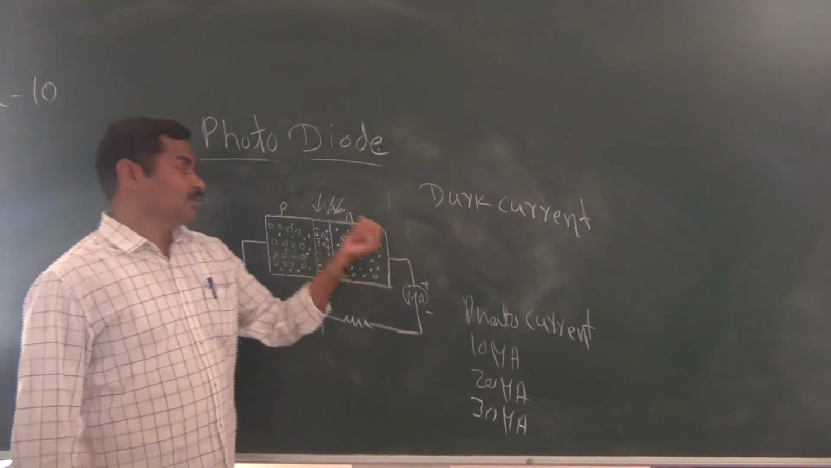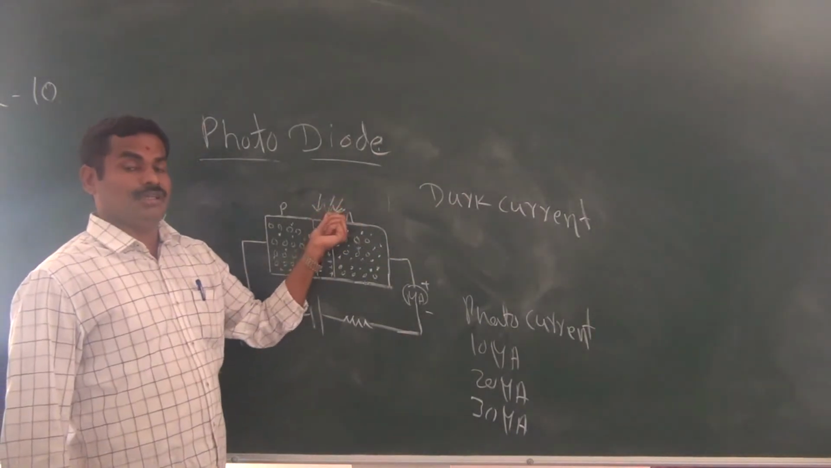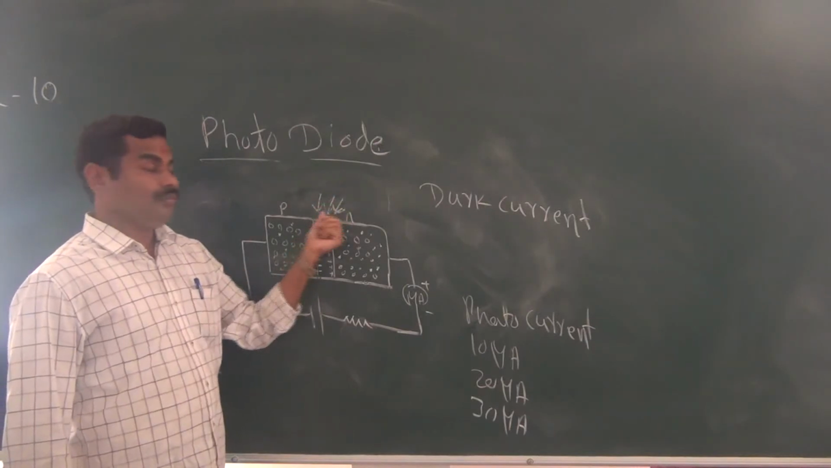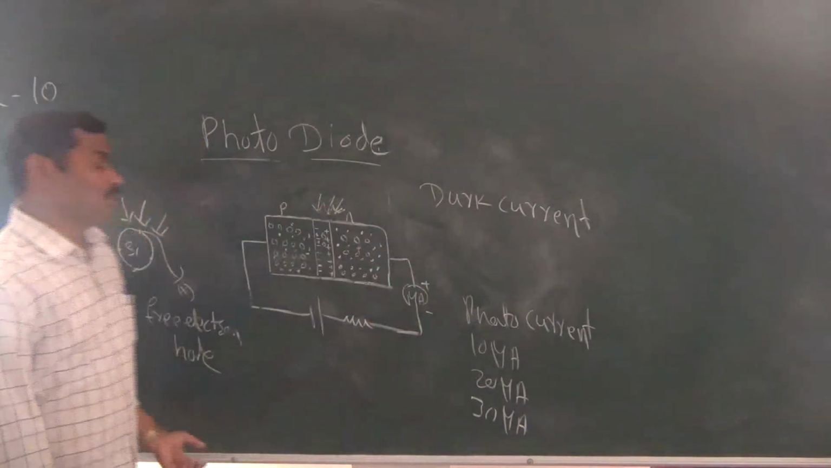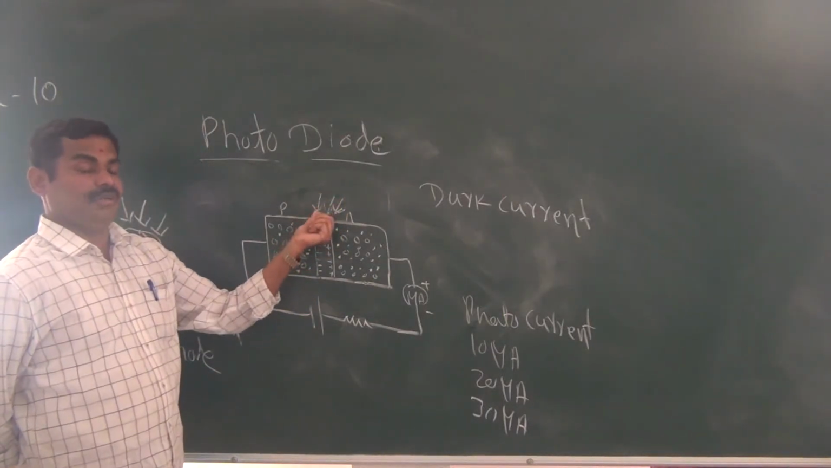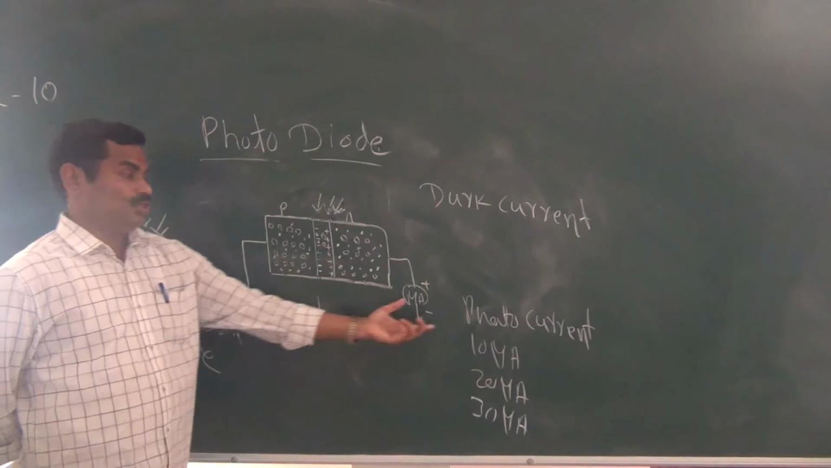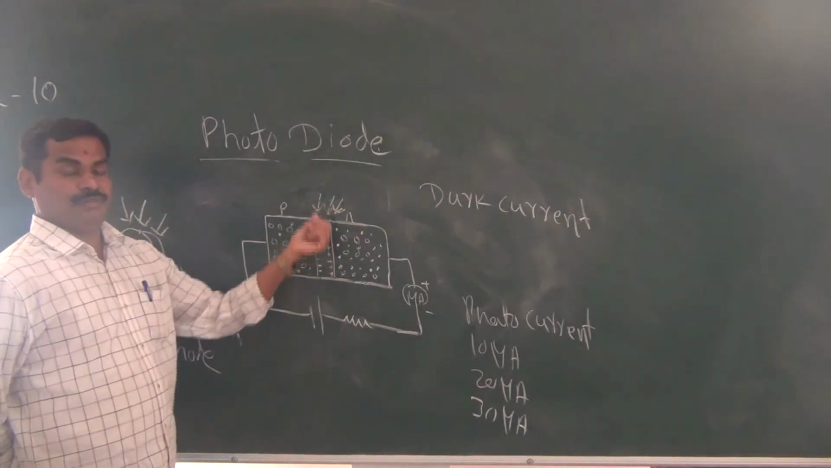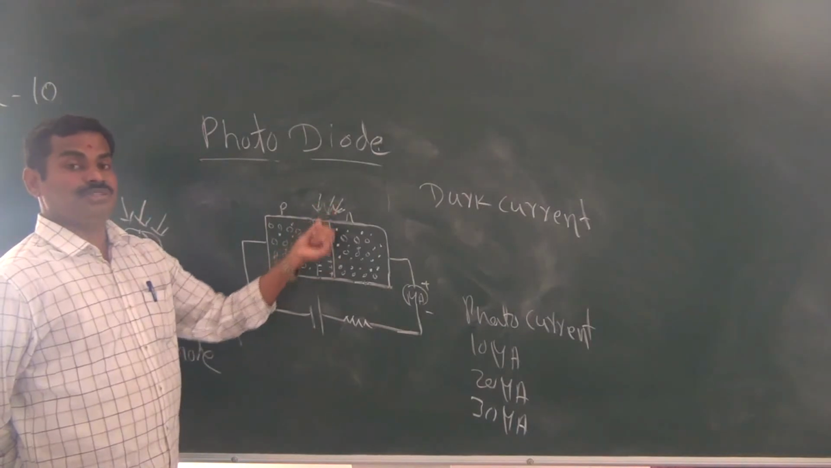Dark current is nothing but when you are not applying any light energy, you are not applying any incident light. That is nothing but dark current. And an important thing here, how many number of rays are incident on the junction, that much photocurrent you are having. It means the photocurrent depends upon the incident light.